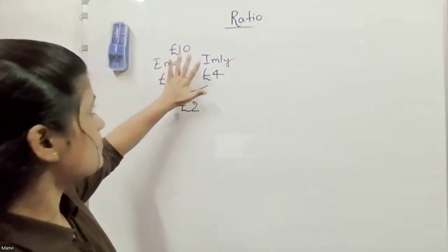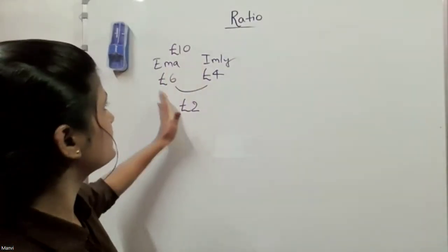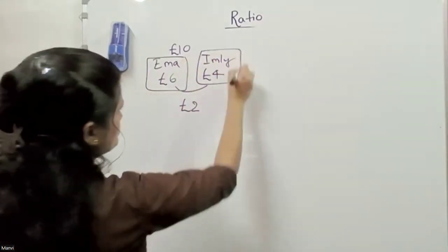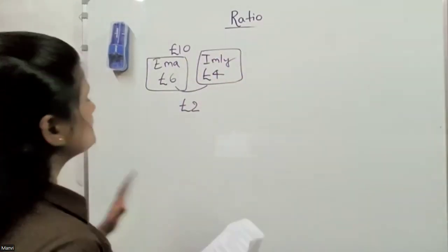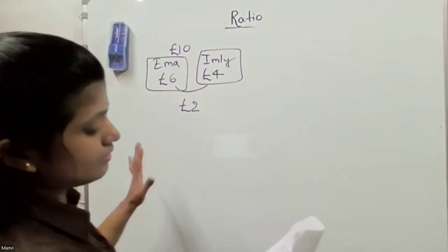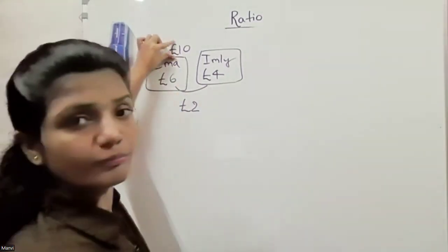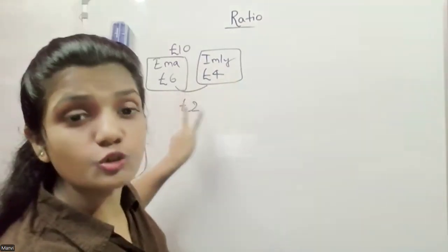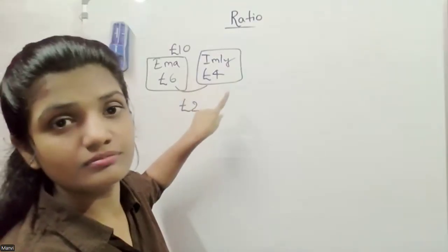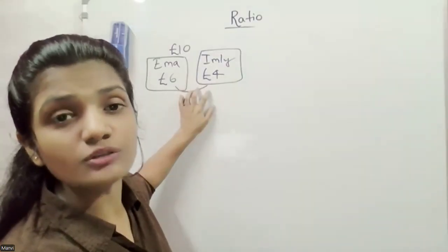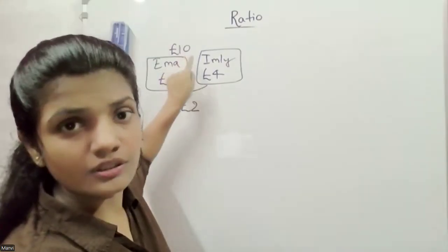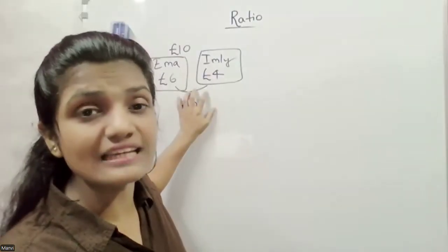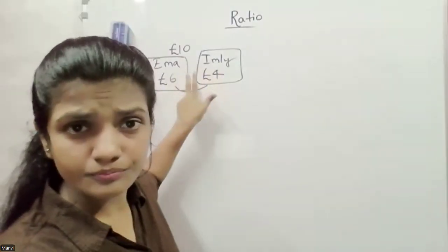Now, for example, in a quotient, they don't give us the value of what amount Ima will get, what amount Emily will get. They just tell us that we need to share this 10 pound between 2 children, and that one will get 2 pound more than the second one. The more than or less than will be the difference between these two.